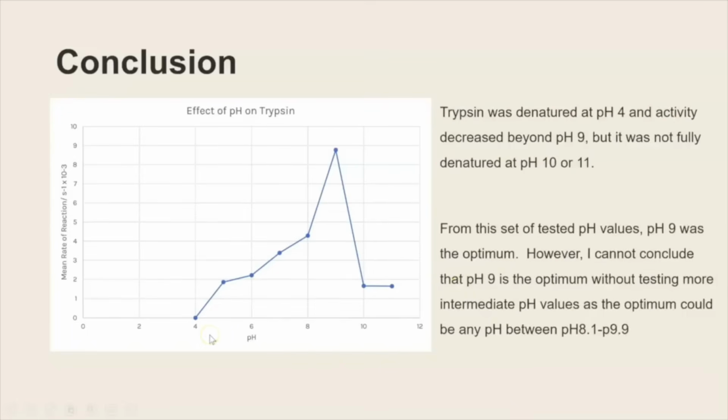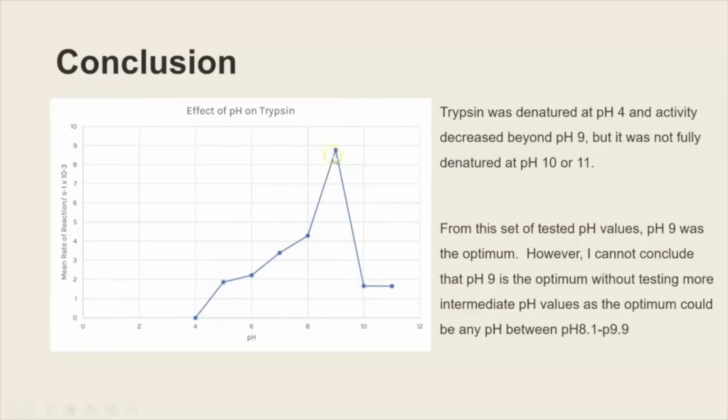So one thing I'm going to point out as a conclusion is because we had 0 rate of reaction at pH 4, we can conclude that trypsin was denatured at pH 4, and therefore it does not work at any pHs at 4 or lower in pH. However, we can't actually conclude at which alkaline value it denatured at, because although we do have a significantly decreased rate in reaction at pH 10 and 11, it hasn't actually dropped down to 0. So that means there are still some enzymes that are functioning, so they're not all fully denatured.